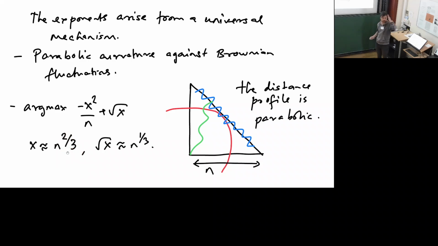So the geodesic fluctuates by n to the 2/3 because it's trying to maximize a random function which is like a parabola plus a Brownian motion. And obviously at that point the fluctuation is still given by square root of x, which is n to the 1/3. Okay, so this is the source of these two exponents on the plane.